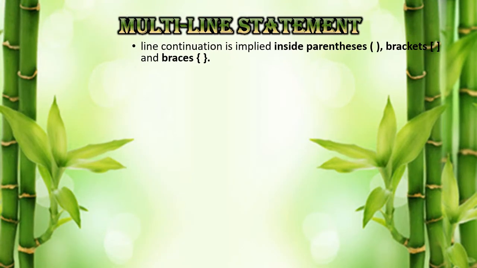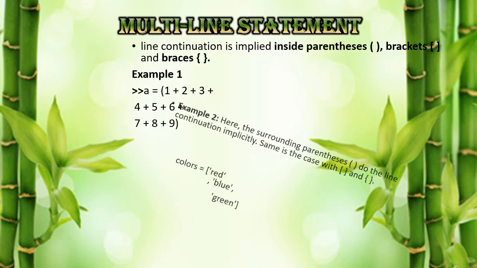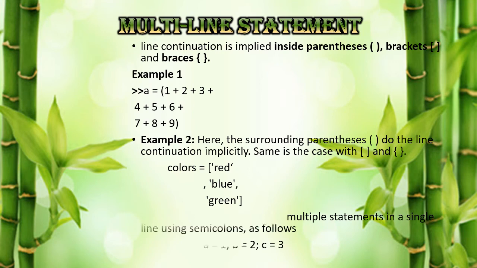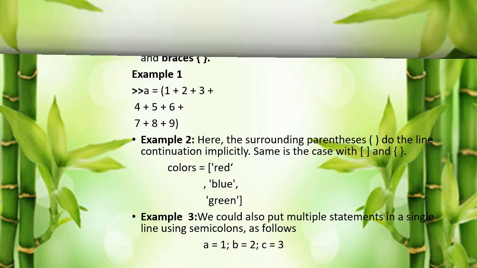In another example, we can use parentheses, square brackets, or curly braces for line continuation. See the example: a equal to, with parentheses used, numbers 1 to 9 are added, and next the values red, blue, green are assigned to the variable colors, enclosed by square brackets. So more than one value is a multi-line statement, and using a semicolon we can also assign in a single line. This also is a multi-line statement.